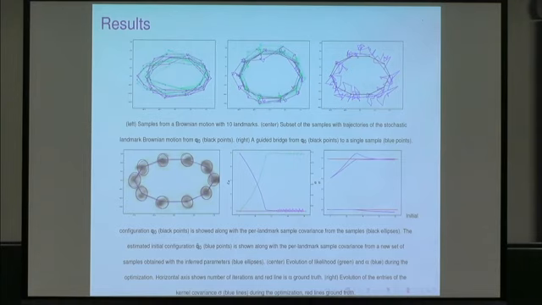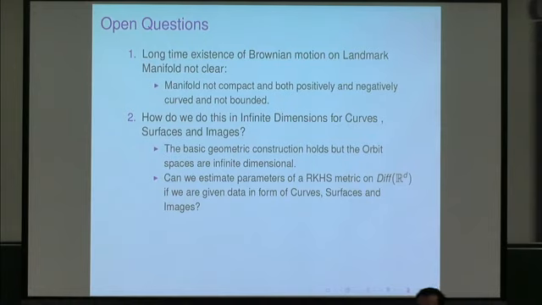The other thing I want to talk about is some open questions, which I think Phillips and Ilya pointed out: the long-term existence of Brownian motion on this landmark manifold. It's tough. This manifold is not compact. It's both positively and negatively curved and not bounded. So I'm not sure about this. My claim is, do we need long-term existence? Maybe we just need time point 1, and our data is the same. And the question really is, how do we do this in infinite dimensions?